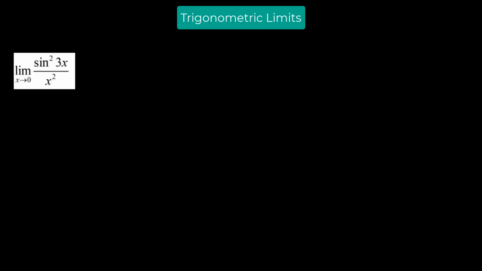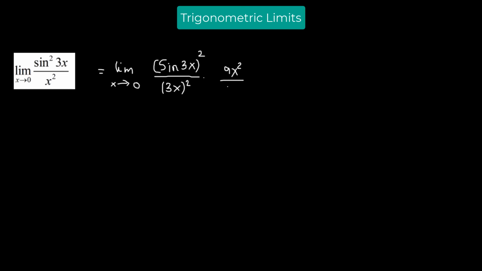So here we have the function given by sine squared 3x over x squared, and we need to determine the limiting value when x tends to 0. So let us rewrite the given function. So we have limit x approaching 0. Sine squared 3x can be written as sine 3x whole squared. So we need to divide by thrice x whole squared and multiply it by thrice x whole squared as well. So that will give us 9x squared.